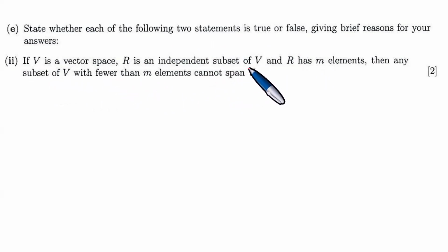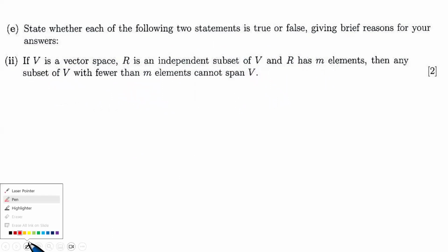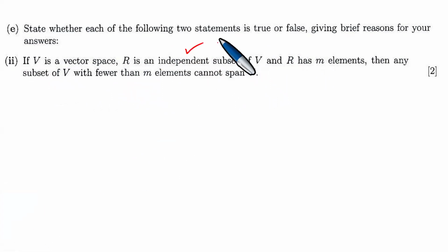Okay. So you have a vector space, and R is an independent subset of V. That is what I'm saying: everything here is about linear independence. Here they're telling you that R is a linearly independent subset of V, and R has M elements. Then any subset of V with fewer than M elements cannot obviously span V.